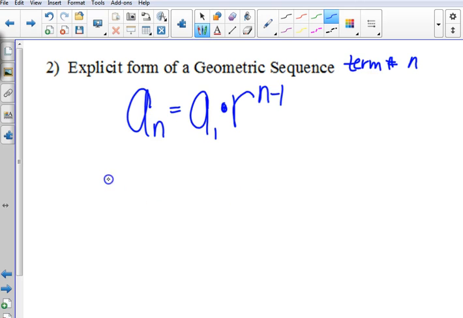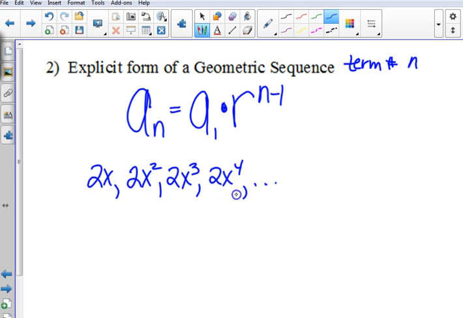Let me give you a real quick example. What if my example was 2x and my ratio was x? Do you see what I'm saying? I'm multiplying by x over and over and over. Does that help you see that that's why it's in the exponent? You're multiplying by r over and over and over. Why is it n minus 1 again? We already know the first term, right? So you're multiplying by r one less time. To get the 7th term, you only have to multiply 6 times.